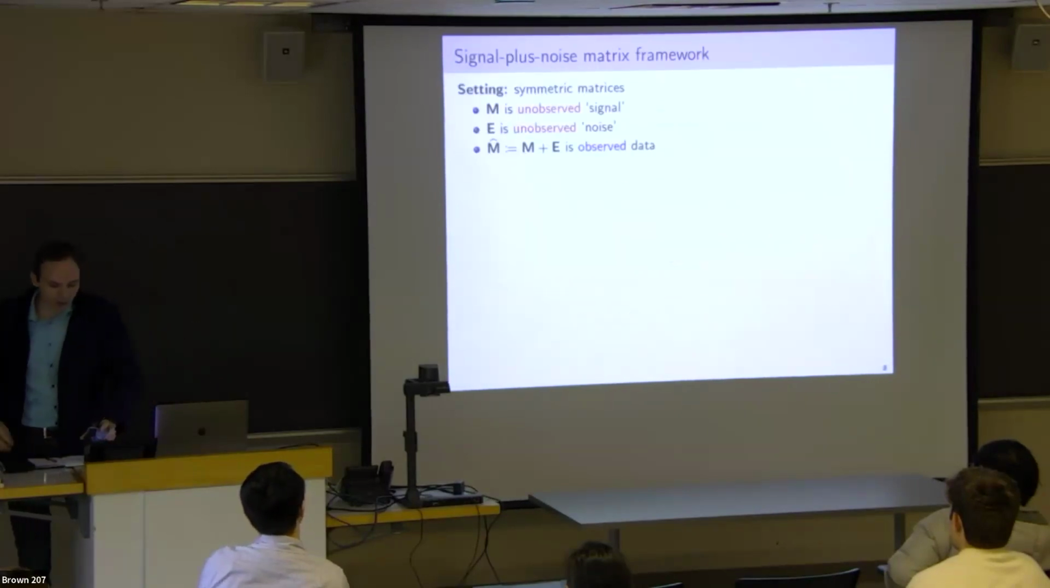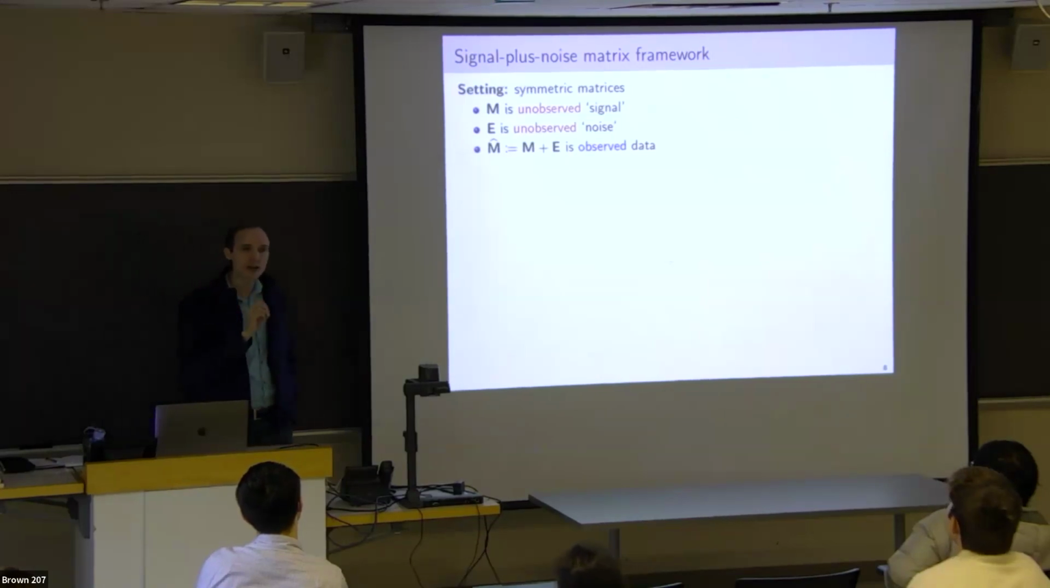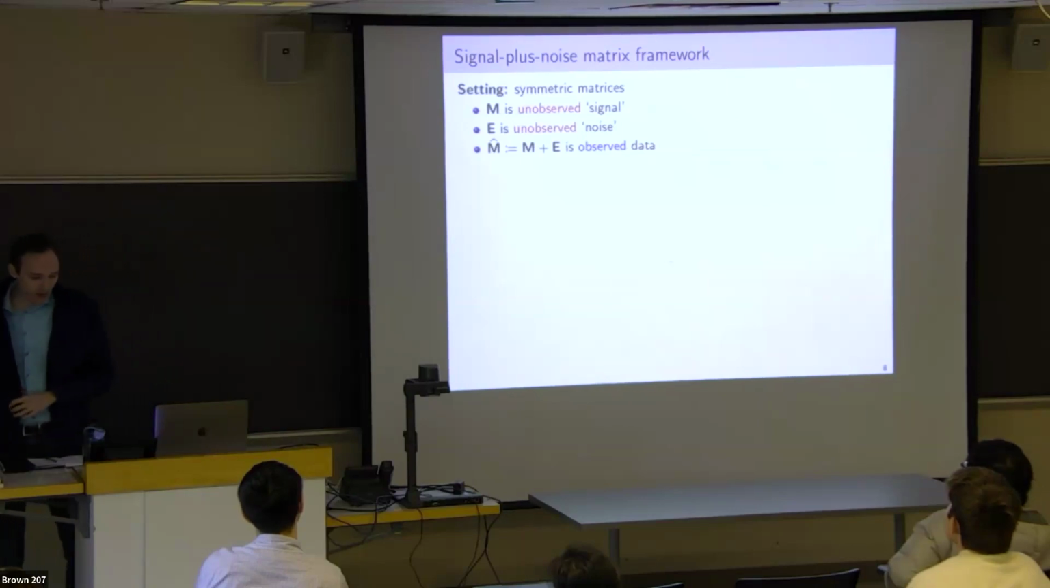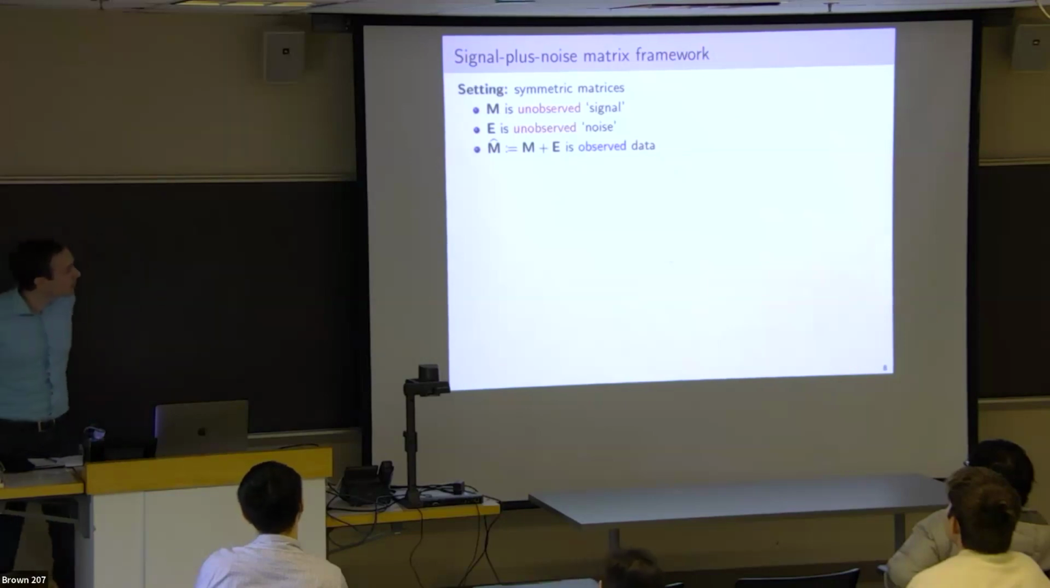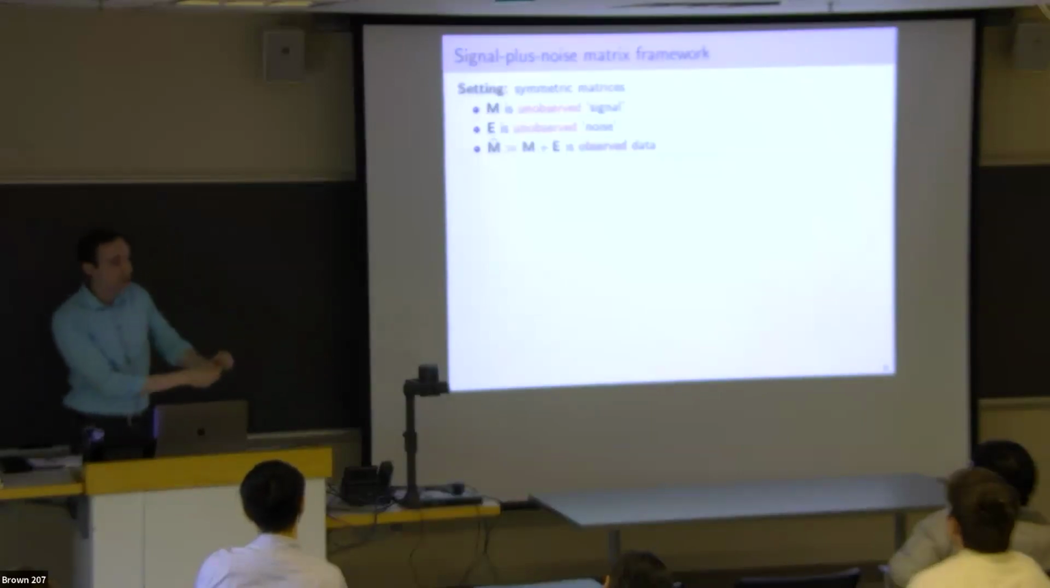Okay, so let's now zoom in and become a little bit more concrete about the matrices that we're considering. For simplicity, we're going to consider symmetric matrices. We can extend to the asymmetric case, but it really is just much simpler to present it for symmetric matrices. So we are going to consider a so-called signal plus noise matrix framework.